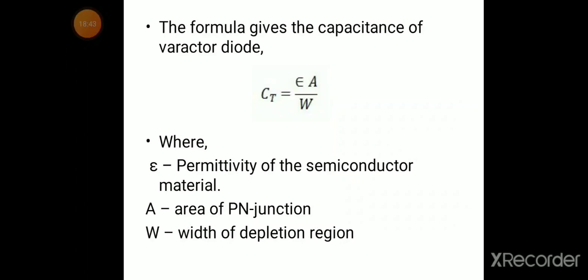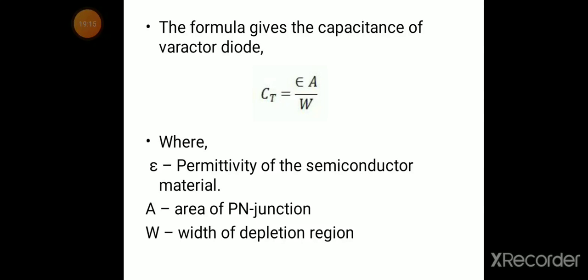The formula gives the capacitance of the varactor diode as Ct equals epsilon A by W, where epsilon is the permittivity of the semiconductor material, A is the area of the PN junction diode, and W is the width of the depletion region.